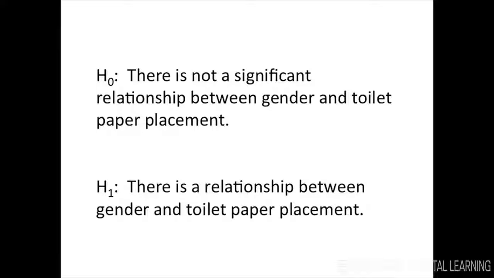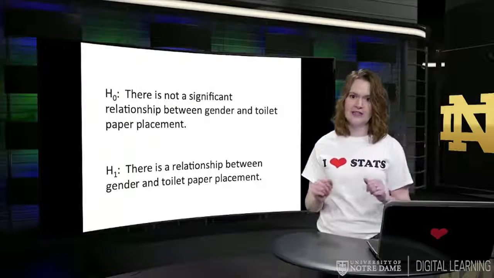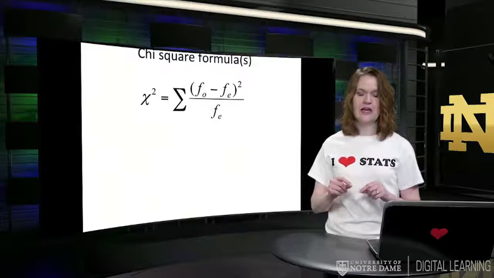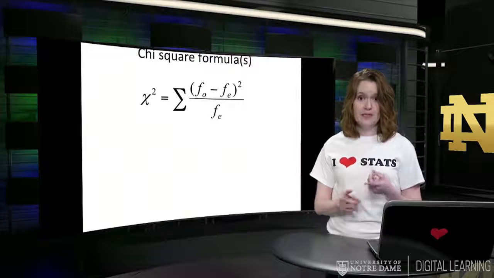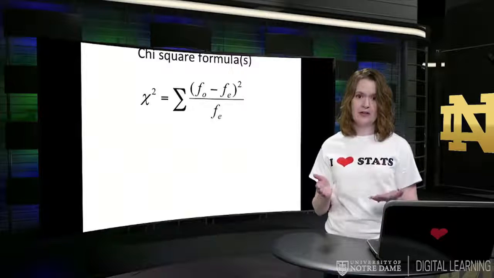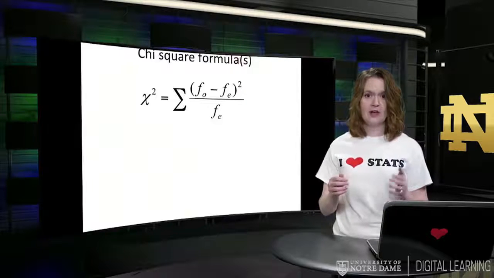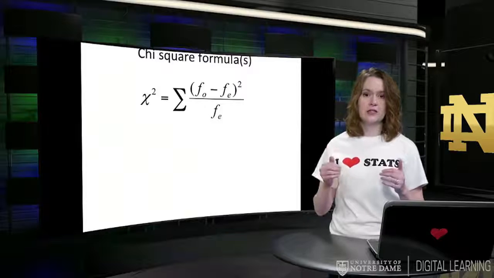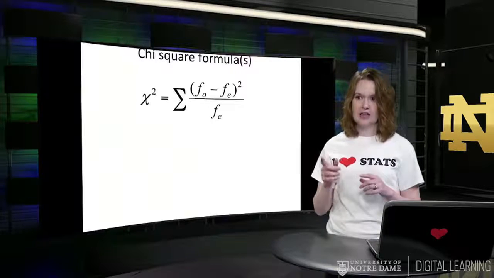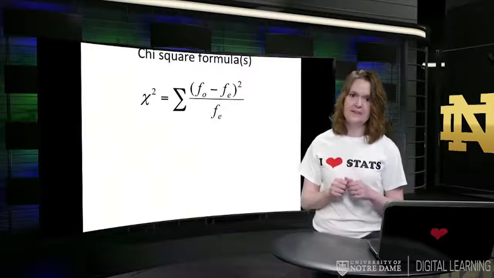Okay, so how are we going to solve this? You might have guessed already that because we're in the chi-square topic, we're going to use chi-square, and you're right. But you don't have to guess. You can think about how we're measuring these variables, right? Toilet paper placement, either over or under, is a nominal variable. Same thing with gender, male or female. And so you'll recall that if we have a nominal level independent variable and a nominal level dependent variable, then we're going to use chi-square. That's the formula you see here.